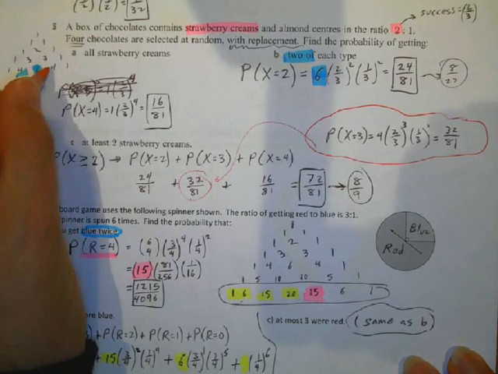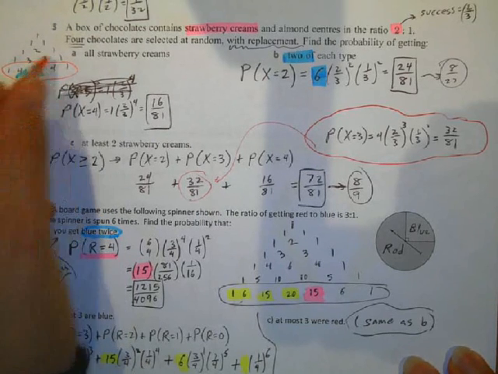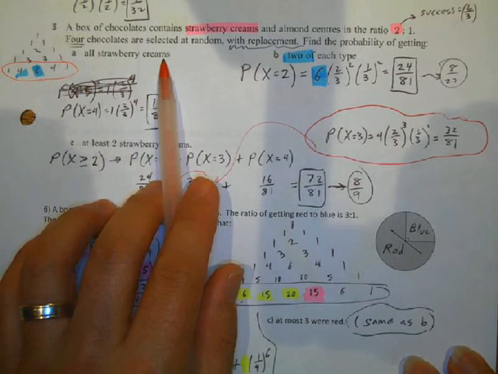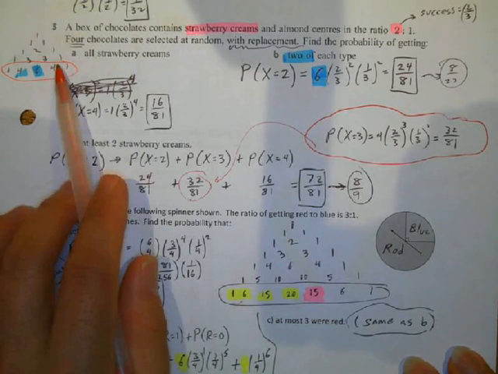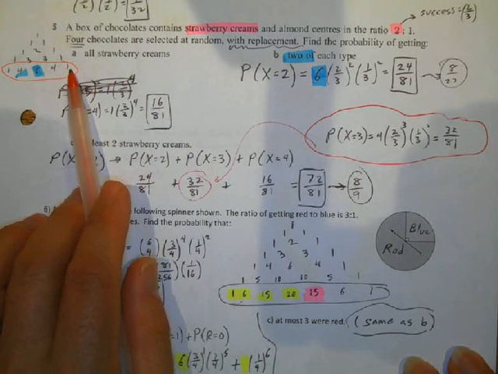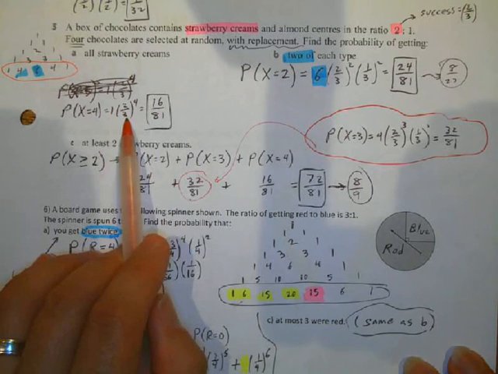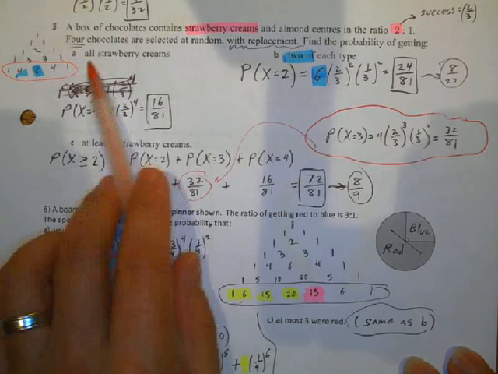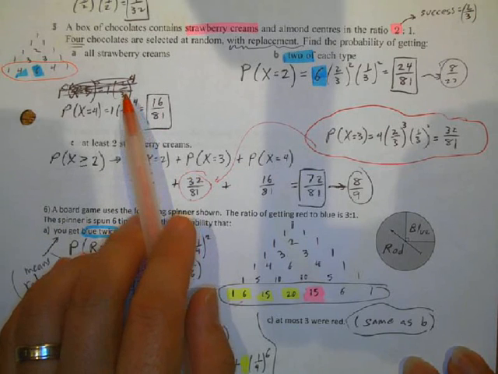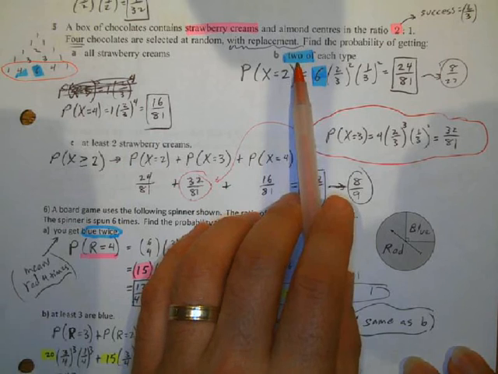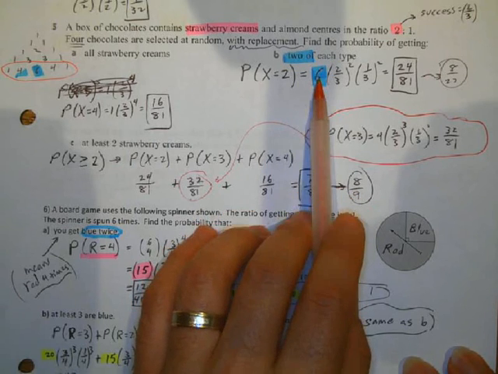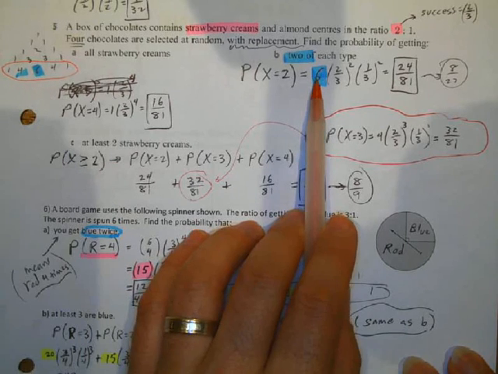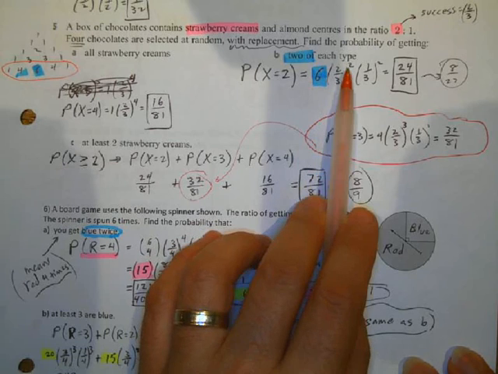The probability of all of them being strawberry creams. So we're going to be using this coefficient here, the 1, and our probability of success is 2/3, and if we want it to be 4 times, we're going to have it to the power of 4. The probability of getting 2 of each type, this is 0, 1, 2, so we're going to be using this coefficient of 6. Success, we're going to have 2/3 squared. So failure, you're going to have 1/3 squared because there's only 4 chocolates to get.